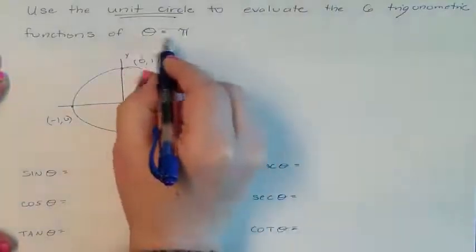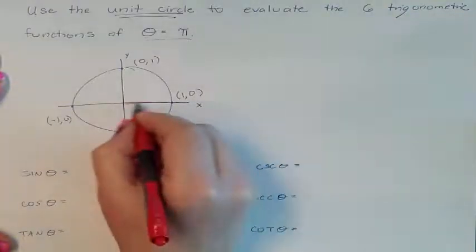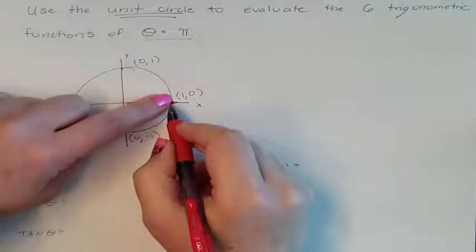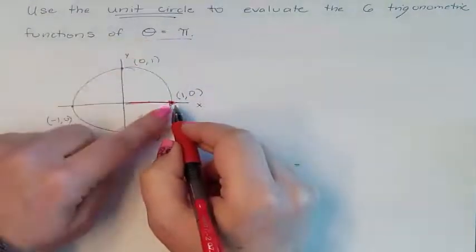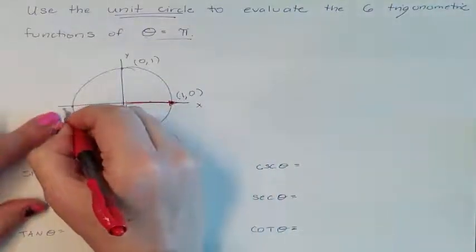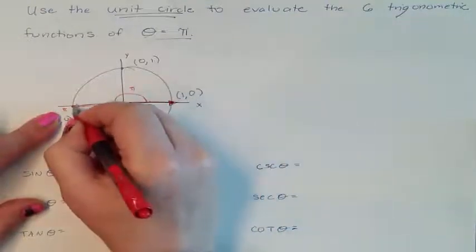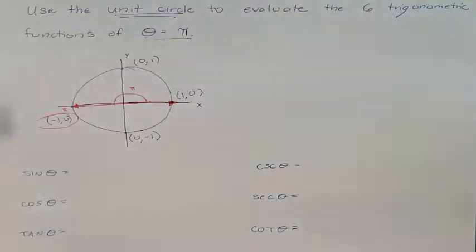Now I need to find specifically when my theta was pi. So here is my initial side. I know that all the way around the circle was 2 pi, but I don't want all the way around the circle. I just want pi. So pi is halfway, so pi would have been over here. My travel from here to here would have been a distance of pi. So this is the coordinate point that I will be using.